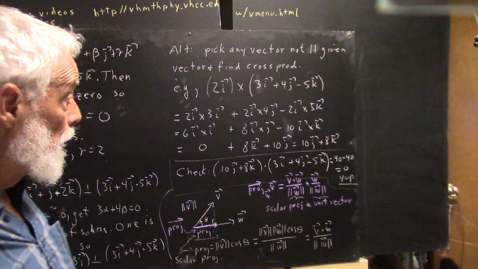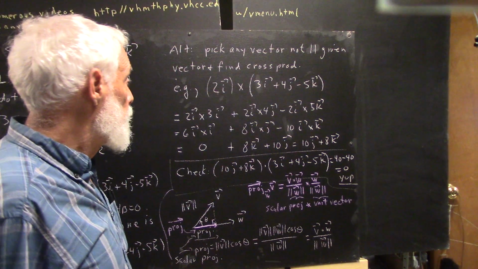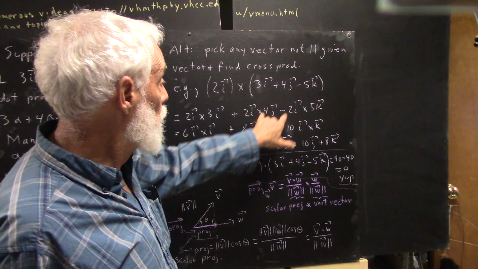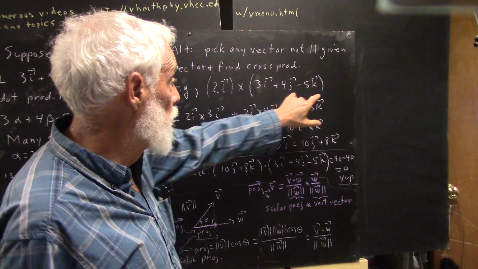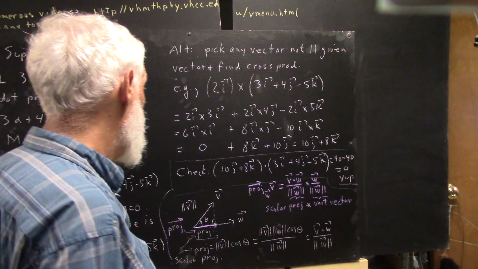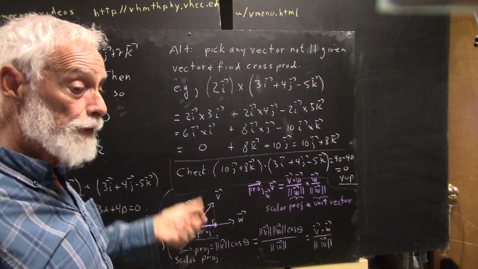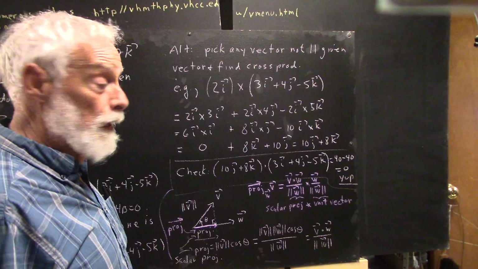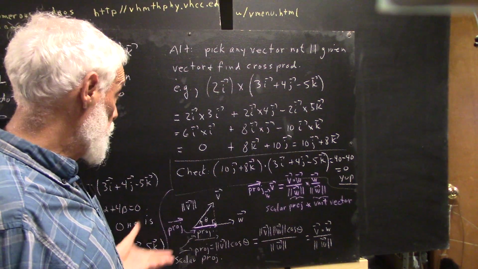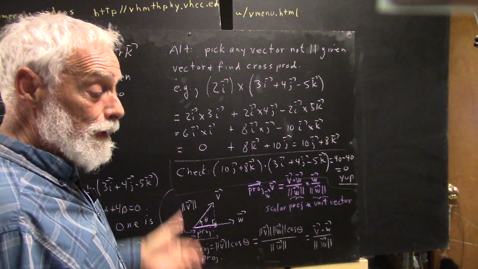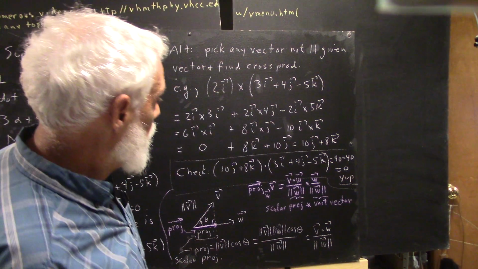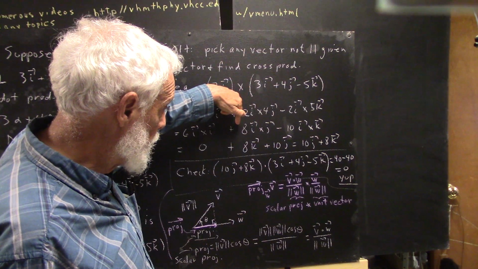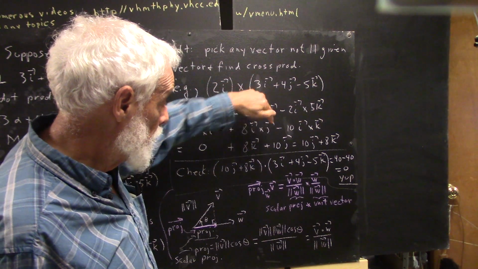We're going to expand this by the distributive law. So I have 2i cross 3i, and 2i cross 4j, and 2i cross negative 5k. Well, i cross i is 0. Two vectors that are parallel have a cross product that's 0, and i, of course, gives you parallel vectors. Now, i cross j, of course we have 2i cross 4j, which gives us 8 i cross j.